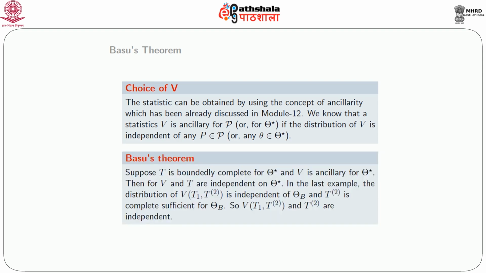We have also discussed Basu's theorem in this context. Suppose T is boundedly complete and sufficient for script theta star and V is ancillary for script theta star, then V and T are independent on script theta star. In the last example, the distribution of V(T1, T2) is independent of script theta B and T2 is complete sufficient for script theta B. So V(T1, T2) and T2 are independent.